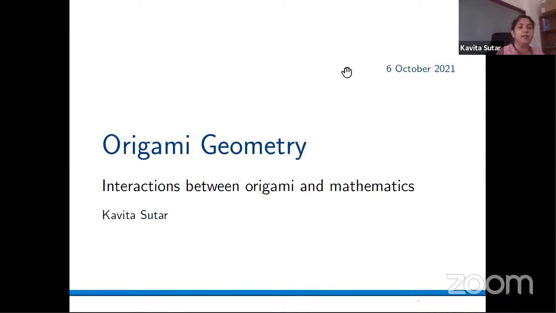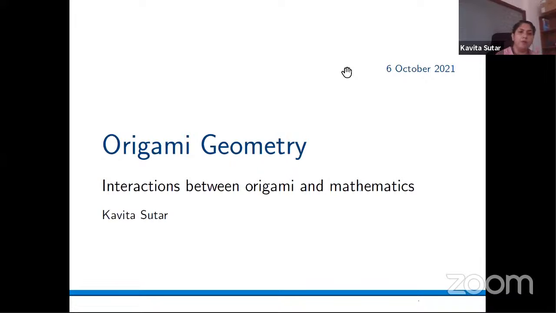So, as I said, in 1893, T. Sundara Rao wrote this book, and the PDF I will share with you, and it is very readable, and it is very useful for the common people to understand how geometry is involved in origami.